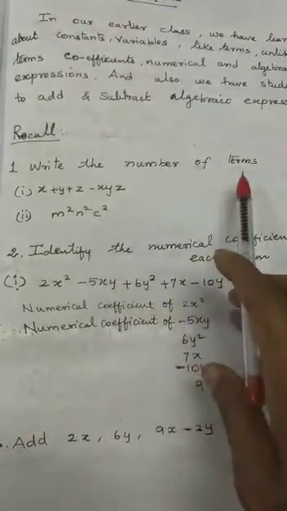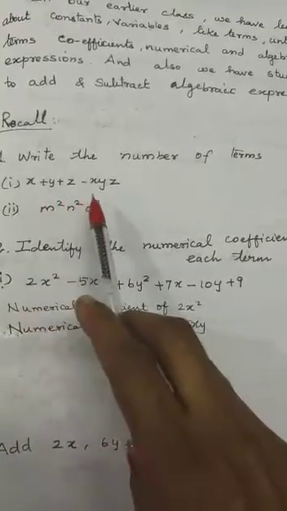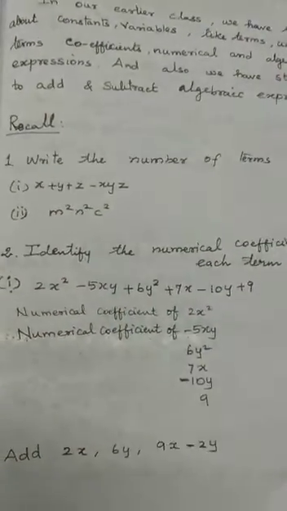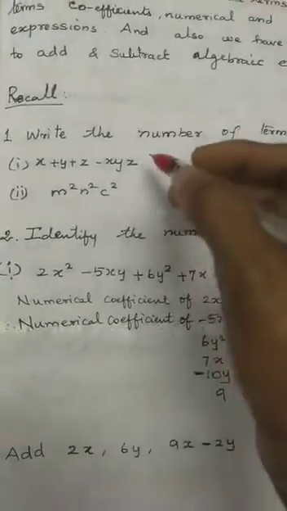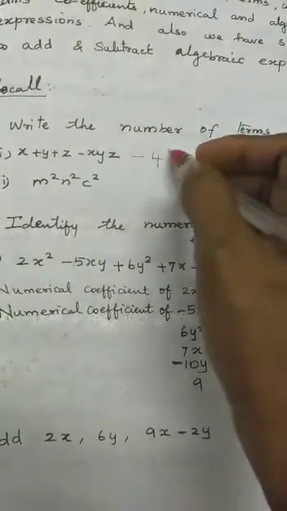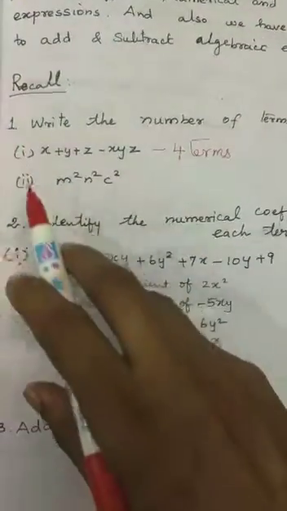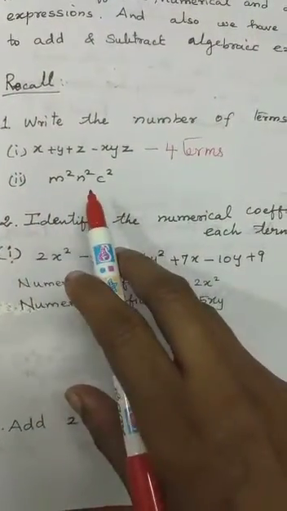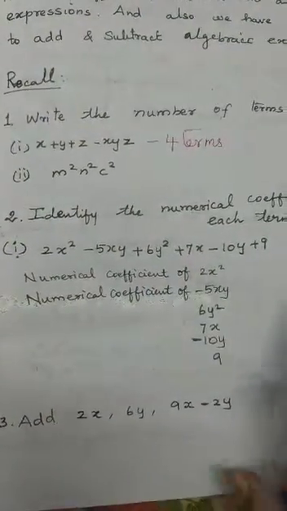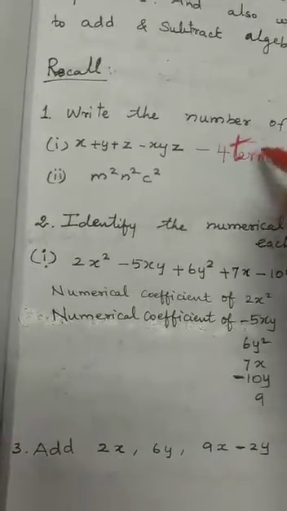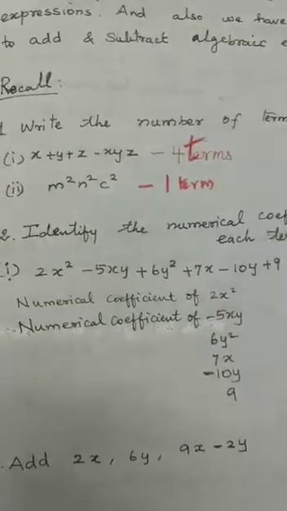First question. Write the number of terms. How many terms in the first one? x plus y plus z minus xyz. Yes, 4 terms. The second one, m square n square c square. How many terms in this? Is it 3 terms? No. It is 1 term.